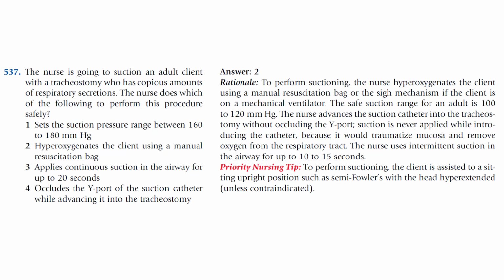Answer 2. Rationale: to perform suctioning, the nurse hyperoxygenates the client using a manual resuscitation bag or the PSI mechanism if the client is on a mechanical ventilator. The safe suction range for an adult is 100 to 120 mm Hg. The nurse advances the suction catheter into the tracheostomy without occluding the Y port. Suction is never applied while introducing the catheter, because it would traumatize mucosa and remove oxygen from the respiratory tract. The nurse uses intermittent suction in the airway for up to 10 to 15 seconds.